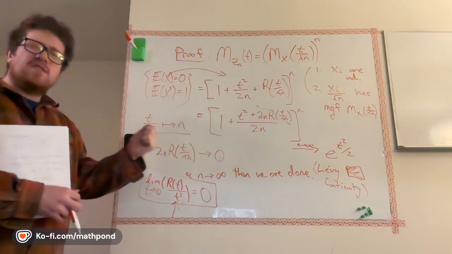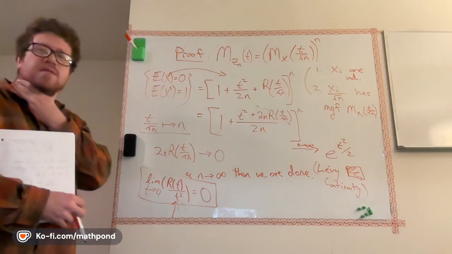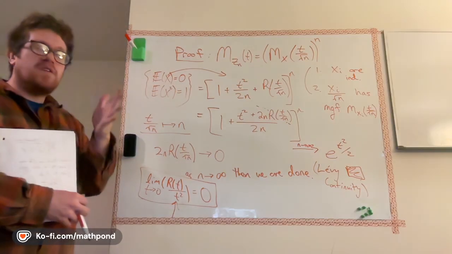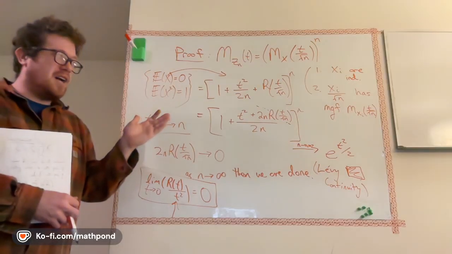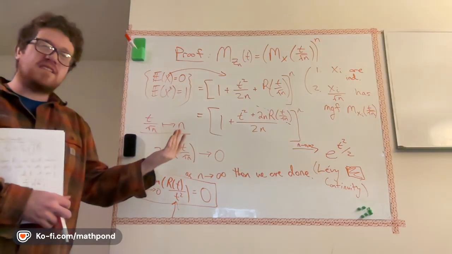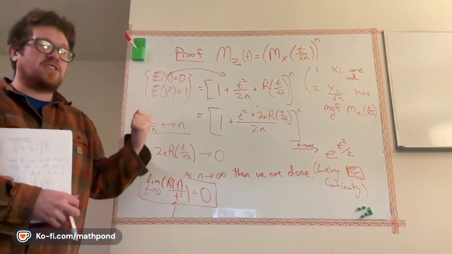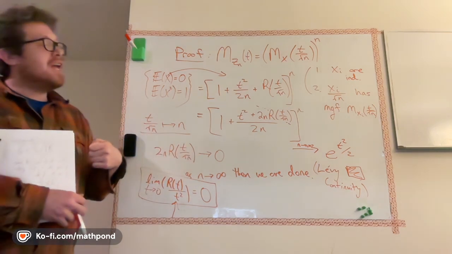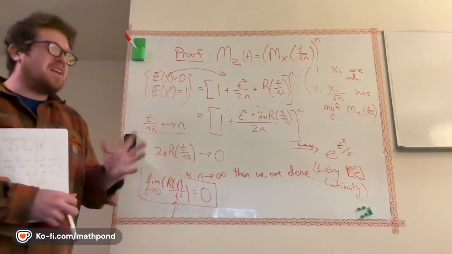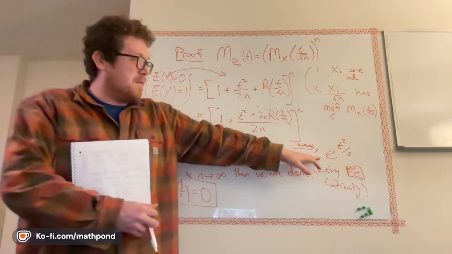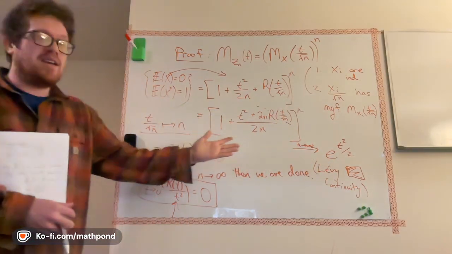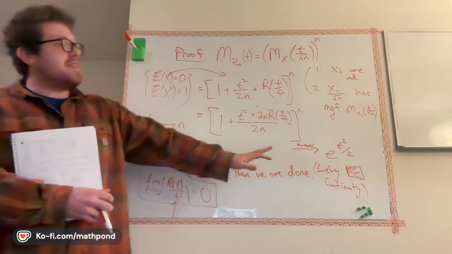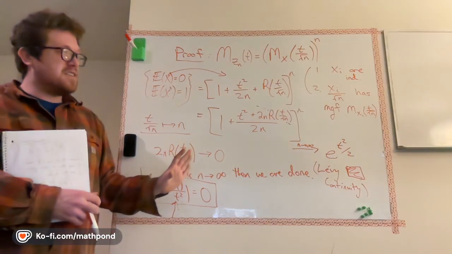I was looking up some cool stuff about this, and there's some weird stuff that can happen if the moment generating function exists and all the moments exist, but the Taylor series doesn't actually converge for any t except 0. Then you get into this non-uniqueness thing, but here we don't have that problem because e to the t squared over 2 is analytic, so it converges for all t. That gets rid of some of the non-uniqueness.